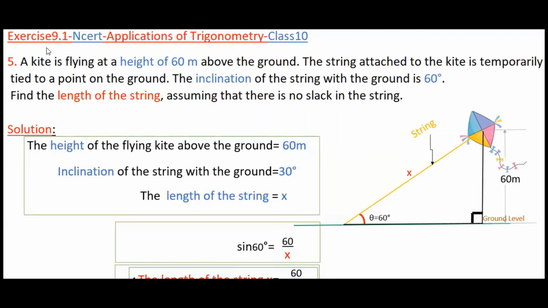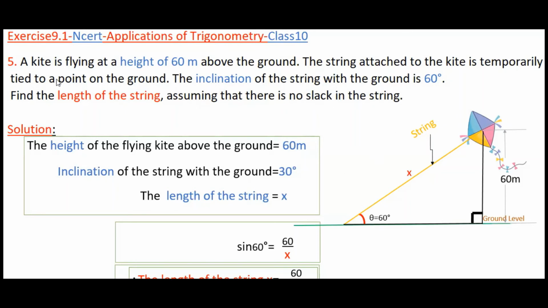This is the fifth problem from exercise 9.1 from NCERT class 10. A kite is flying at a height of 60 meters above the ground. The string attached to the kite is temporarily tied to a point on the ground. The inclination of the string with the ground is 60 degrees. Find the length of the string, assuming that there is no slack in the string.